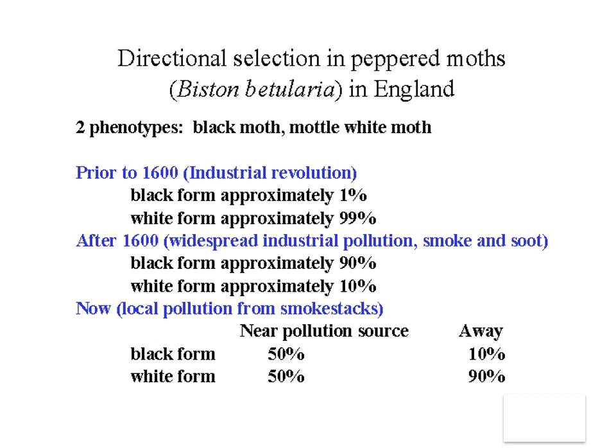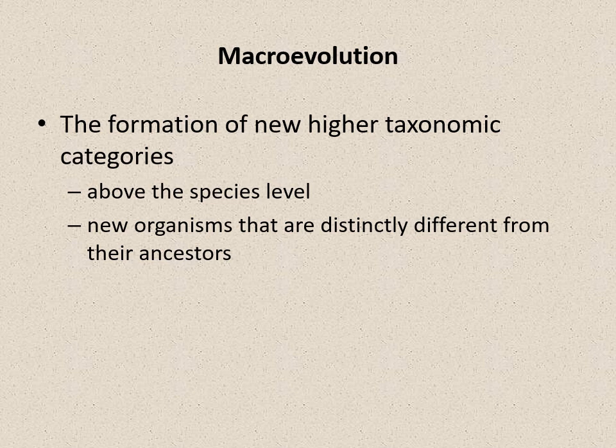Okay, so we didn't create a new species this way, but what we did was we changed the average characteristic expressed of a particular species, and that is microevolution. Macroevolution, on the other hand, happens with higher taxonomic categories, so above the species level. This is where we're definitely getting a branch and new types of species and new organisms that are distinctly different from their ancestors.